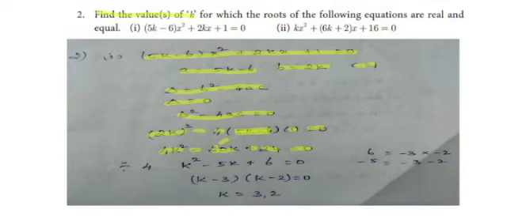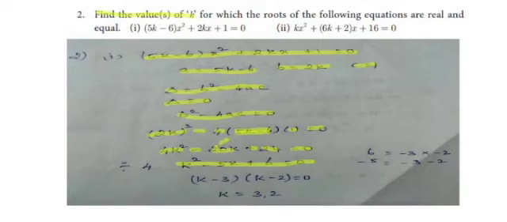See, 4k² − 20k + 24. Each and every term comes in the 4 table, so we divide each and every term by 4. If you divide by 4, it becomes k² − 5k + 6 = 0.